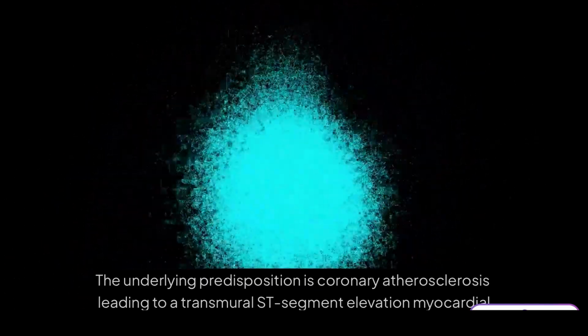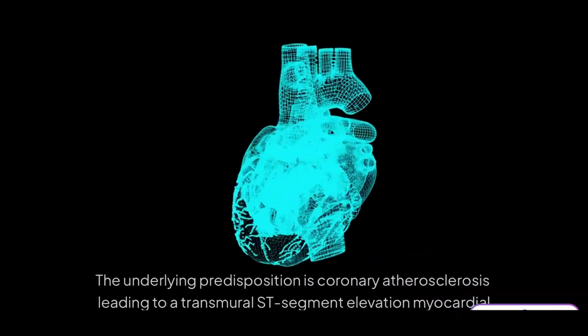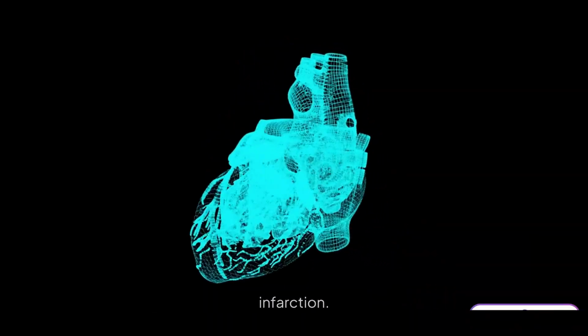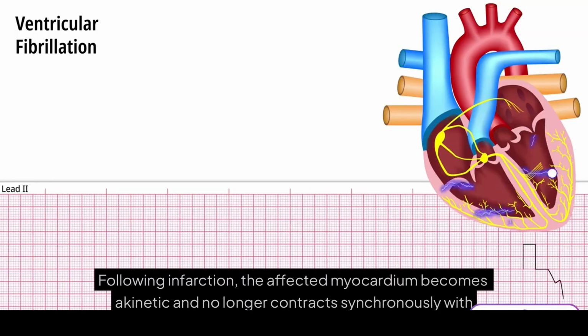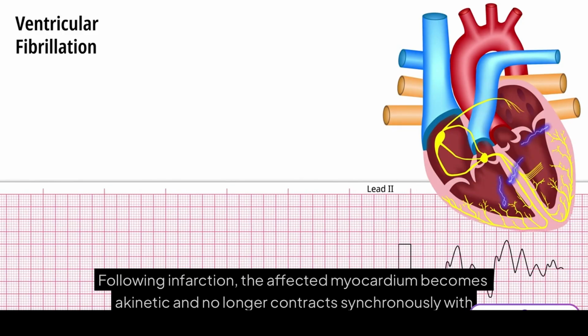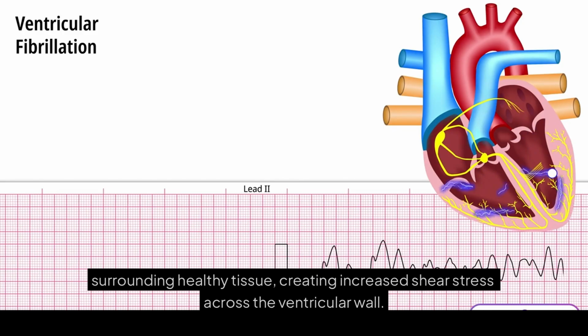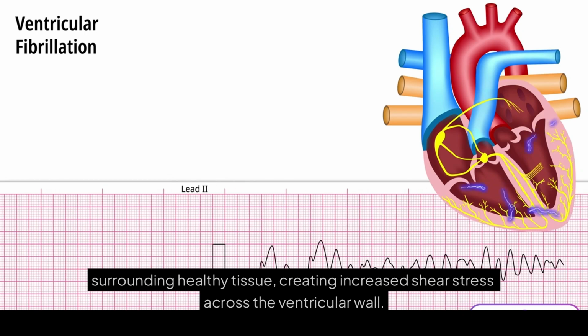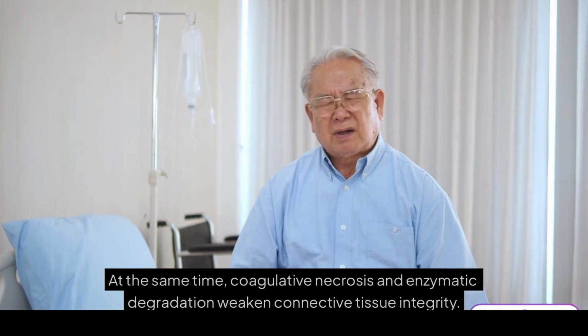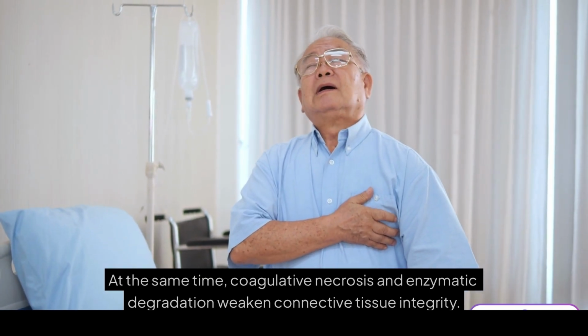The underlying predisposition is coronary atherosclerosis leading to a transmural ST segment elevation myocardial infarction. Following infarction, the affected myocardium becomes akinetic and no longer contracts synchronously with surrounding healthy tissue, creating increased shear stress across the ventricular wall. At the same time, coagulative necrosis and enzymatic degradation weaken connective tissue integrity.